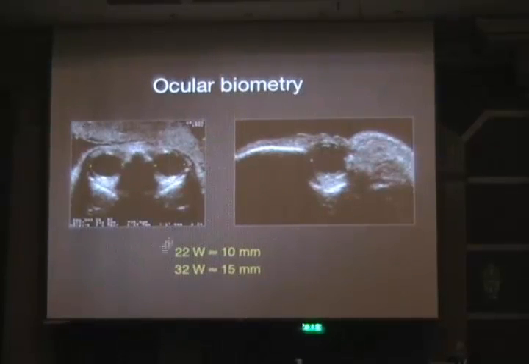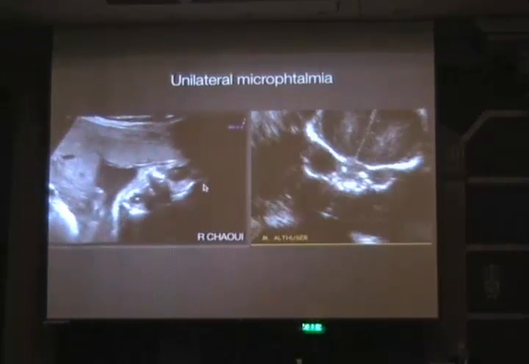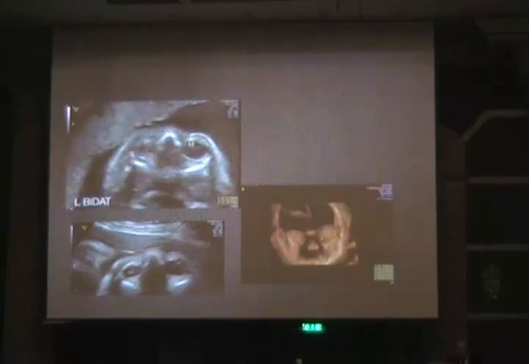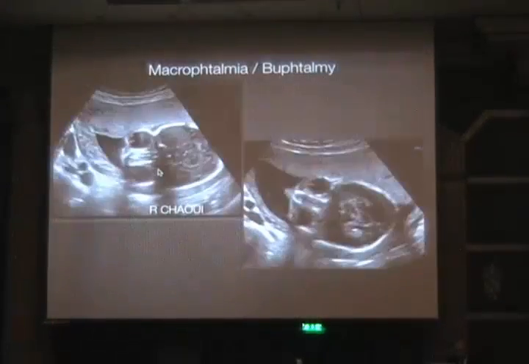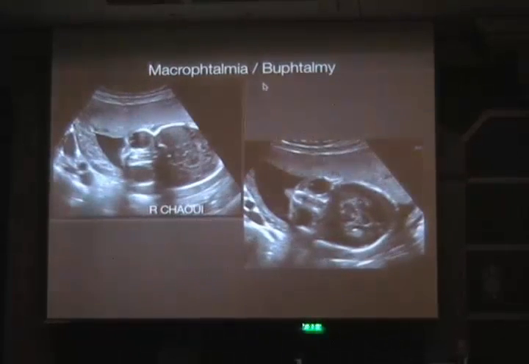So this is what you have to learn: 22 weeks, 10 millimeters; 32 weeks, 15 millimeters. You can measure it from here to here or from here to here. It's a cycle. It's always 10 millimeters at 22 weeks. It's easy to learn. So you can see here there is microphthalmia on the left. This is a microphthalmia. This is a normal one. This is a normal eye. This is a unilateral microphthalmia here. Here I show you bilateral microphthalmia at 13 weeks. This is a macrophthalmia. As you see here, it's more than 15 millimeters at 22 weeks.